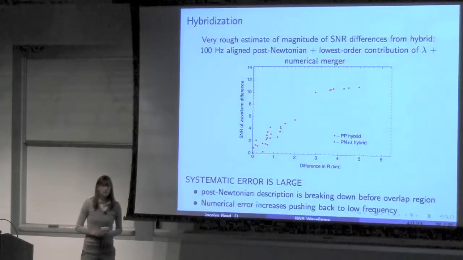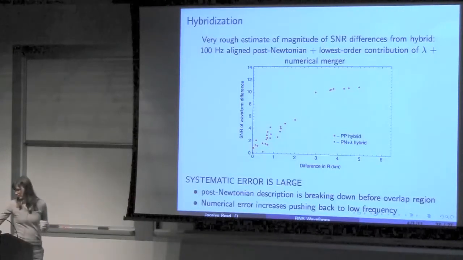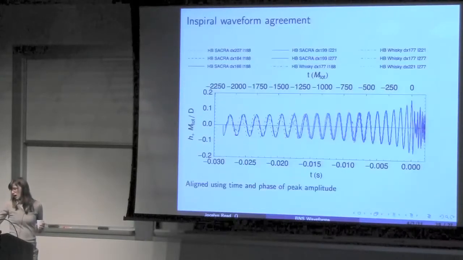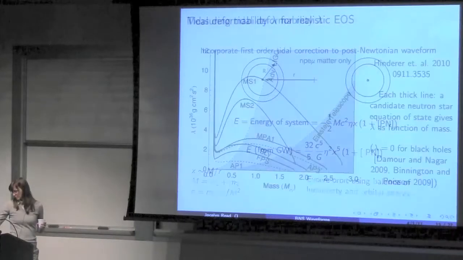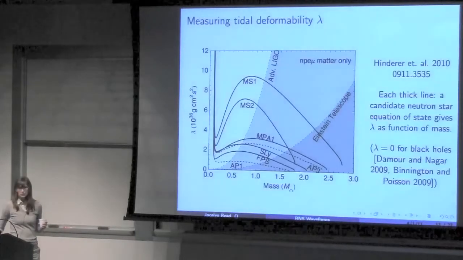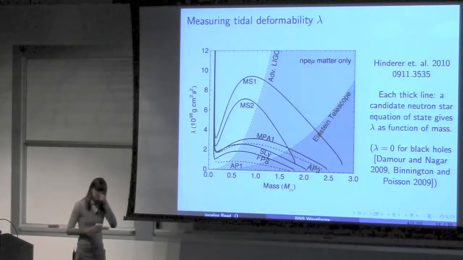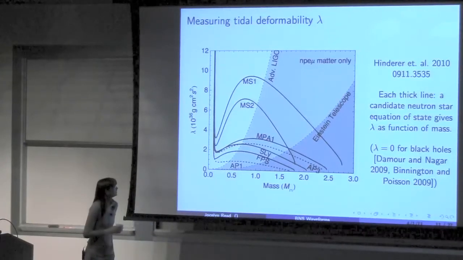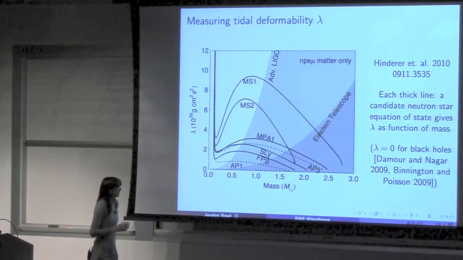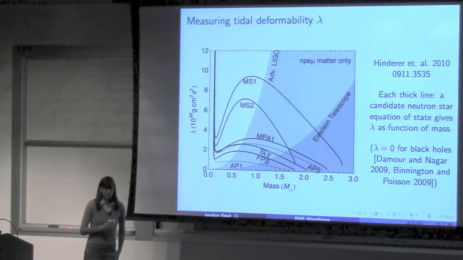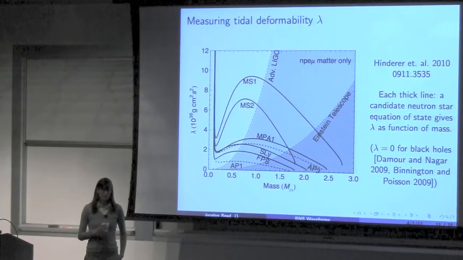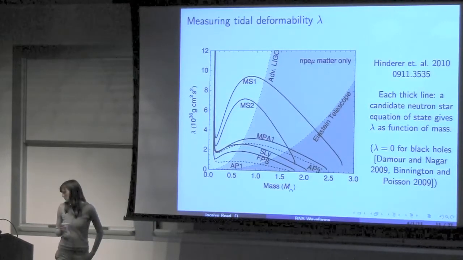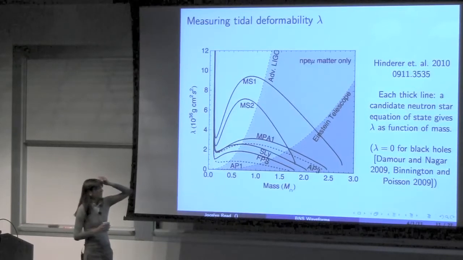You had a graph where I think you showed shaded regions, and one was labeled NPE matter only. Oh, yeah, sorry. If there were some more body matter... Okay, so the NPμ matter only is the selection of the equation of state lines that I've plotted here. It's in the paper that this comes from, which is arXiv 0911.3535.